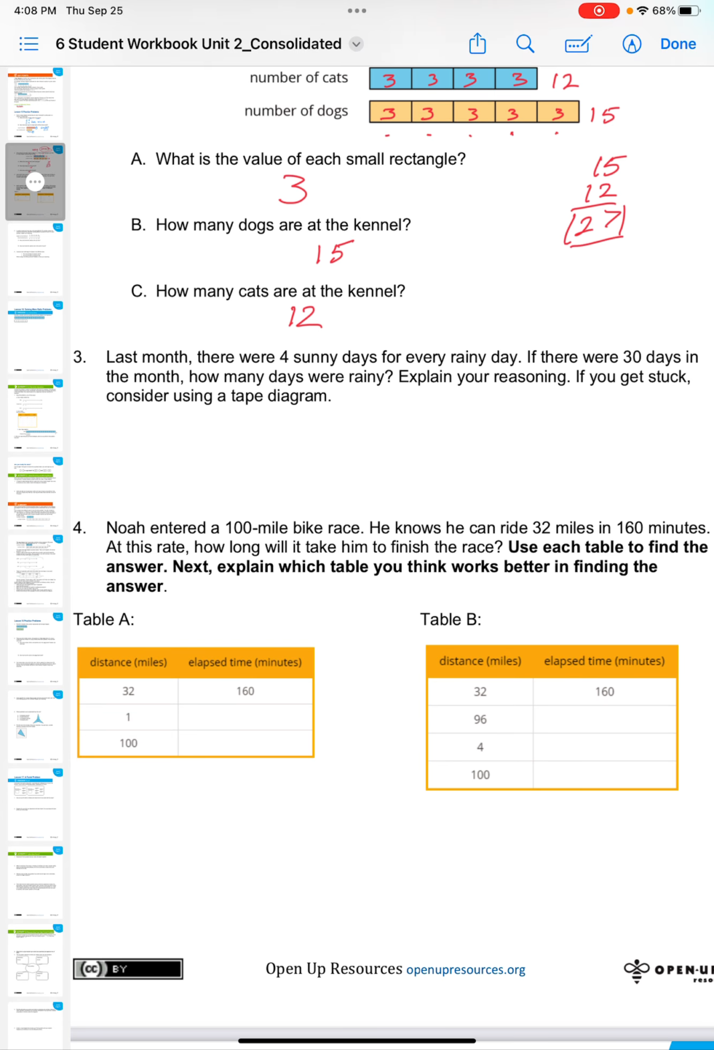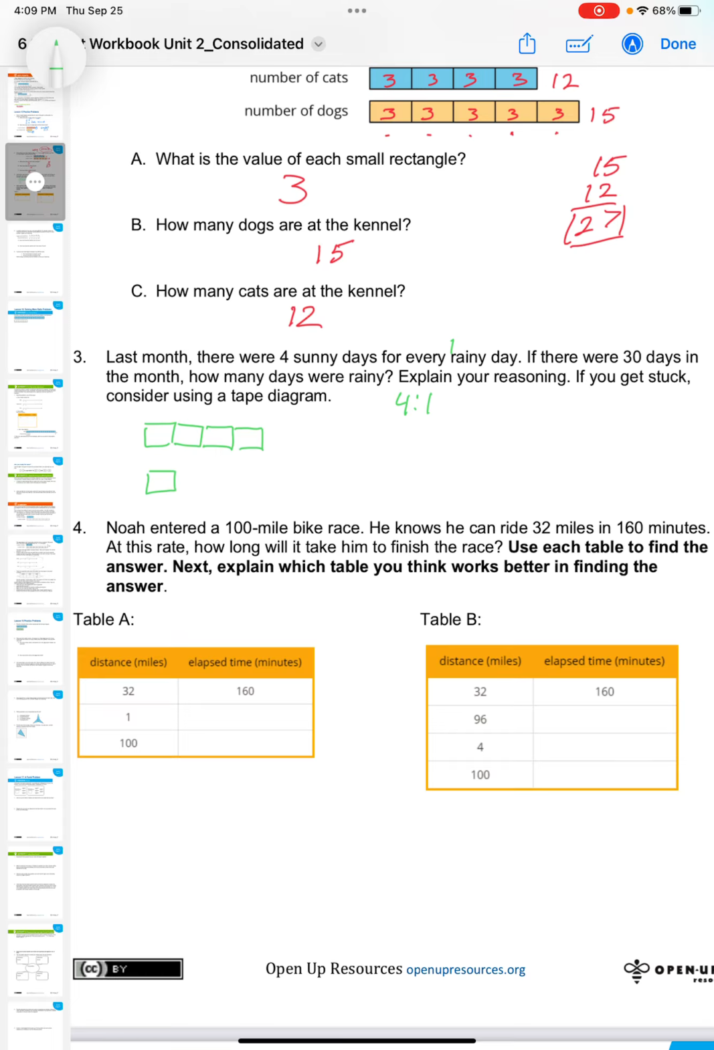Okay, for question 3. Last month there were 4 sunny days for every rainy day. Now, that means that my ratio is 4 to 1. 4 sunny for every 1 rainy day. So that's 1, 2, 3, 4 for every 1.